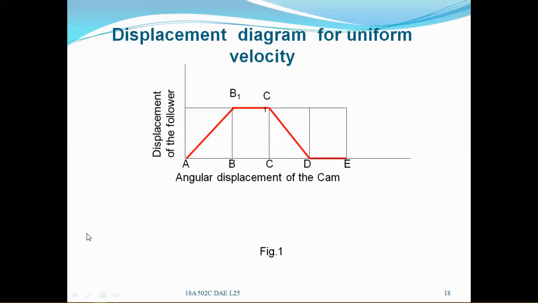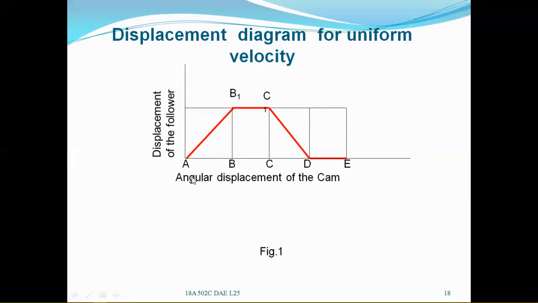So this is the same as in the previous problem, that is a displacement diagram for uniform velocity. And here also it's the same way. See, AB will be the outstroke, BC will be the dwell period, CD will be the return stroke. Same technique as we have followed in the previous problems also. For uniform velocity, D will be the dwell period.